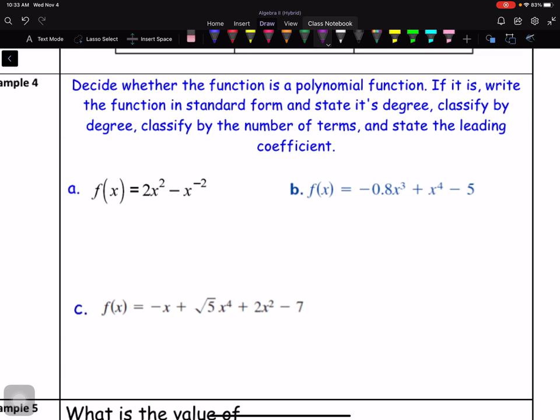So, example number 4: decide whether the function is a polynomial function. If it is, write it in standard form and state the degree. Classify by degree and classify by the number of terms, and state the leading coefficient. So a lot of work for some of these. So letter A, this is not a polynomial because you cannot have negative exponents.